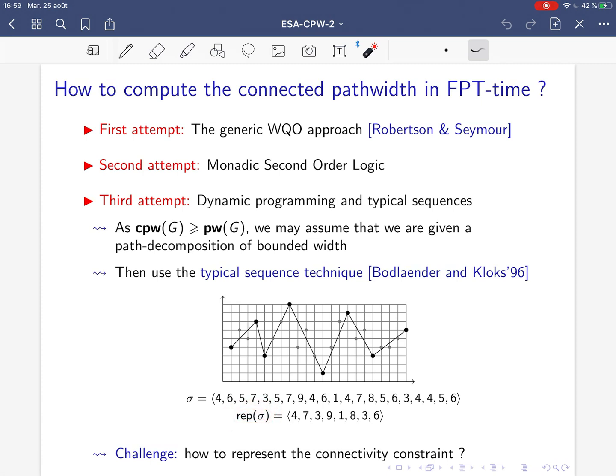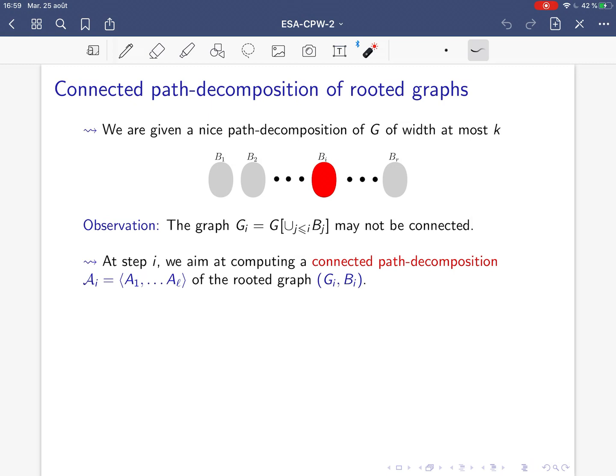So we will use this technology introduced by Bodlaender and Kloks, and on top of this technology remains the challenge to represent the connectivity constraint. And I will now explain how we handle this issue.